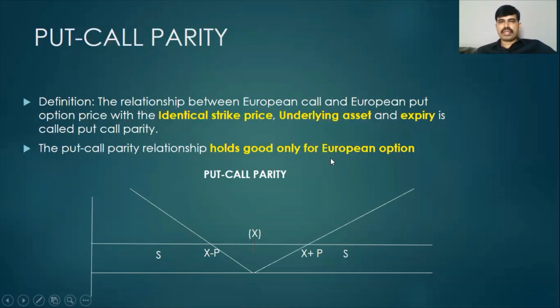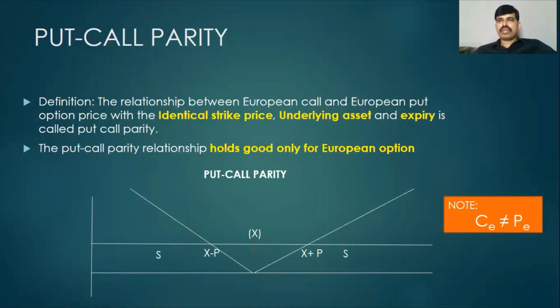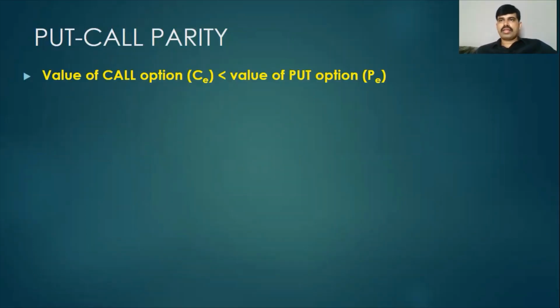Now, just remember that for the put-call parity relationship, we always assume that the value of the call option will never be equivalent to the value of the put option. So we consider that the strike price, the underlying asset, and the expiry are identical in nature. Now let's consider the first scenario where the value of the call option is lesser than the value of the put option.